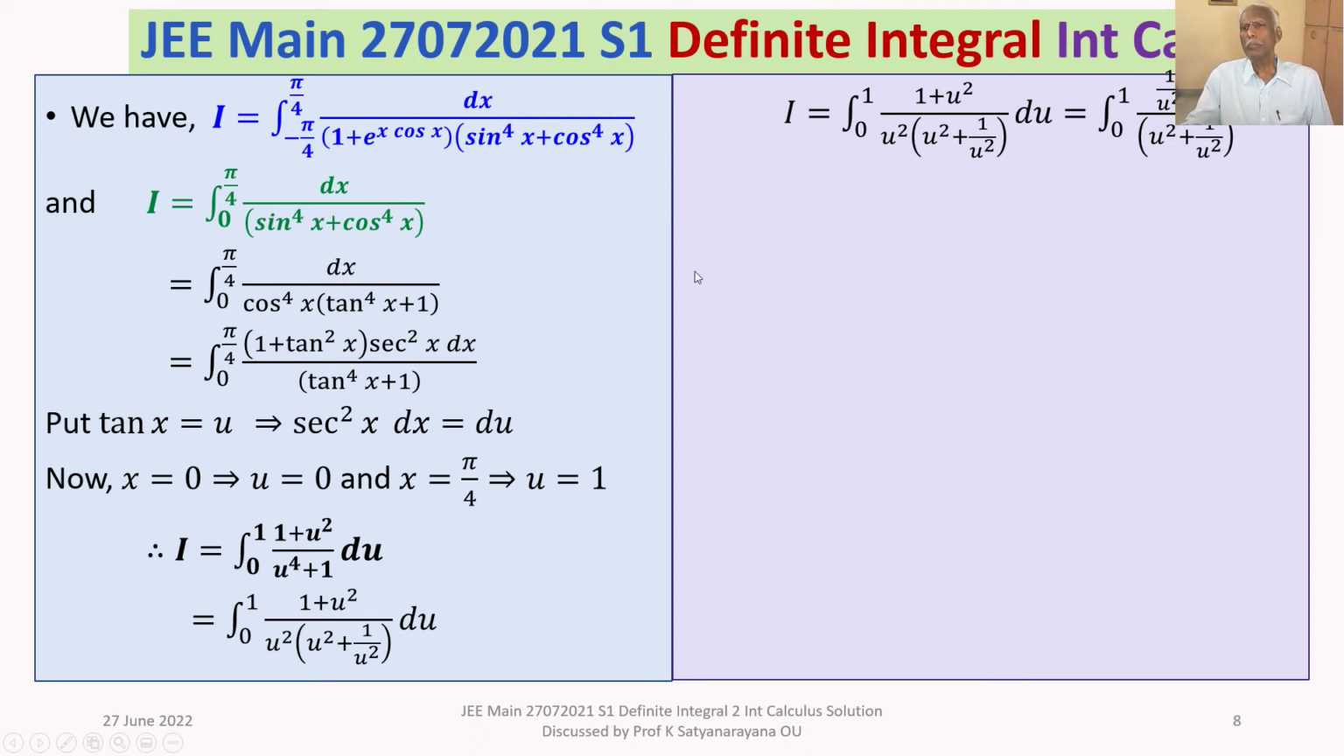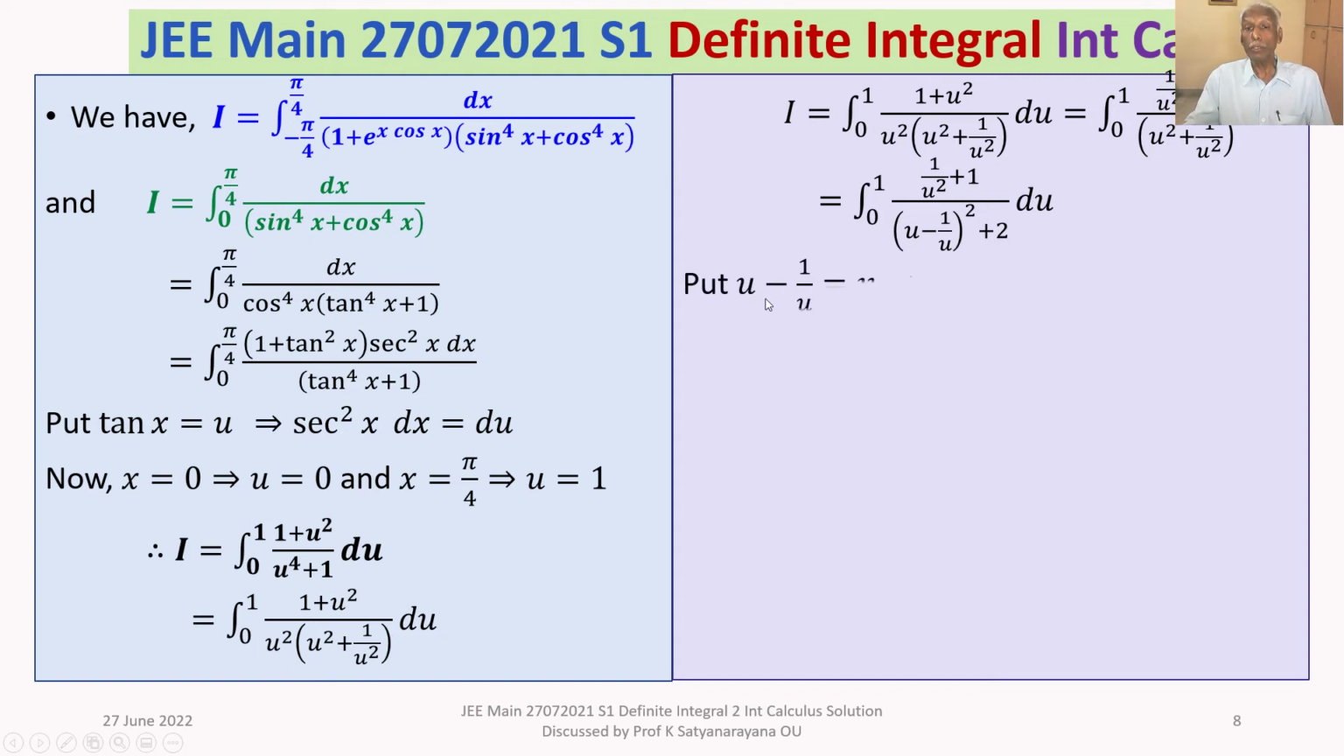Now make some adjustments, and that is equal to integral 0 to 1. The numerator is the same. The denominator is written as u minus 1 by u whole square. Then we will get u square plus 1 by u square minus 2 times u into 1 by u, which cancels, minus 2. But we have only u square plus 1 by u square. To balance that, plus 2. We have added. Agreed. So the integral remains the same.